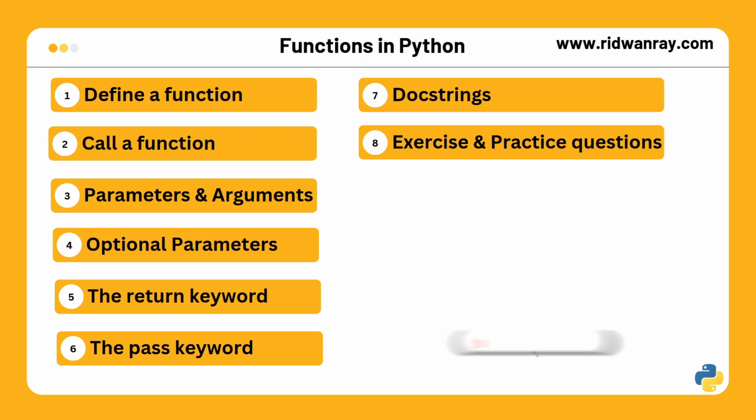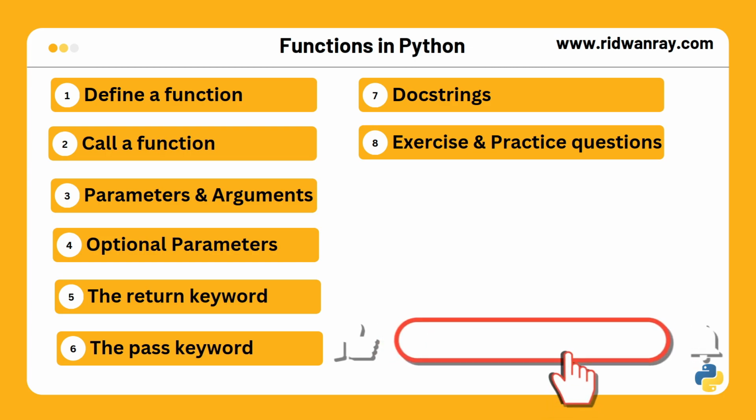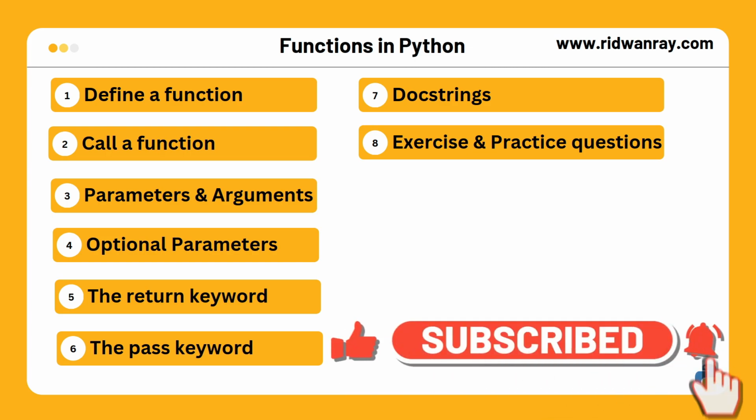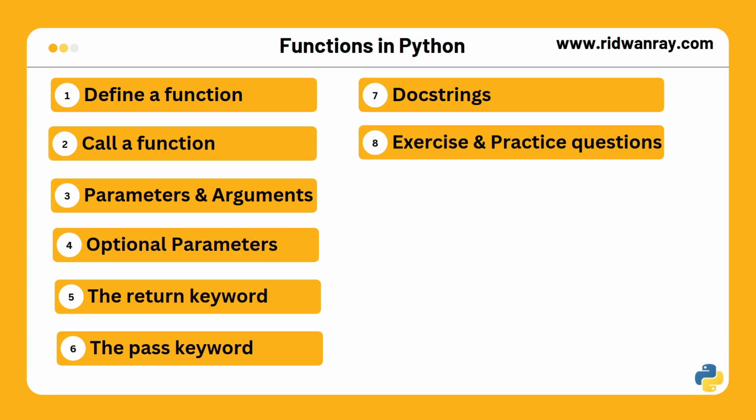Alright friends, the first thing we want to do is to write our own custom functions. This is known as function definition. Once we've created our own functions, we will move on to using them, a step commonly referred to as calling a function. Next up, we will explore the distinction between function parameters and arguments. We will also touch upon optional parameters, the return keyword, the pass keyword, docstrings, and finally, to solidify our understanding, we are going to complete a project exercise. Without further delay, let's get started.